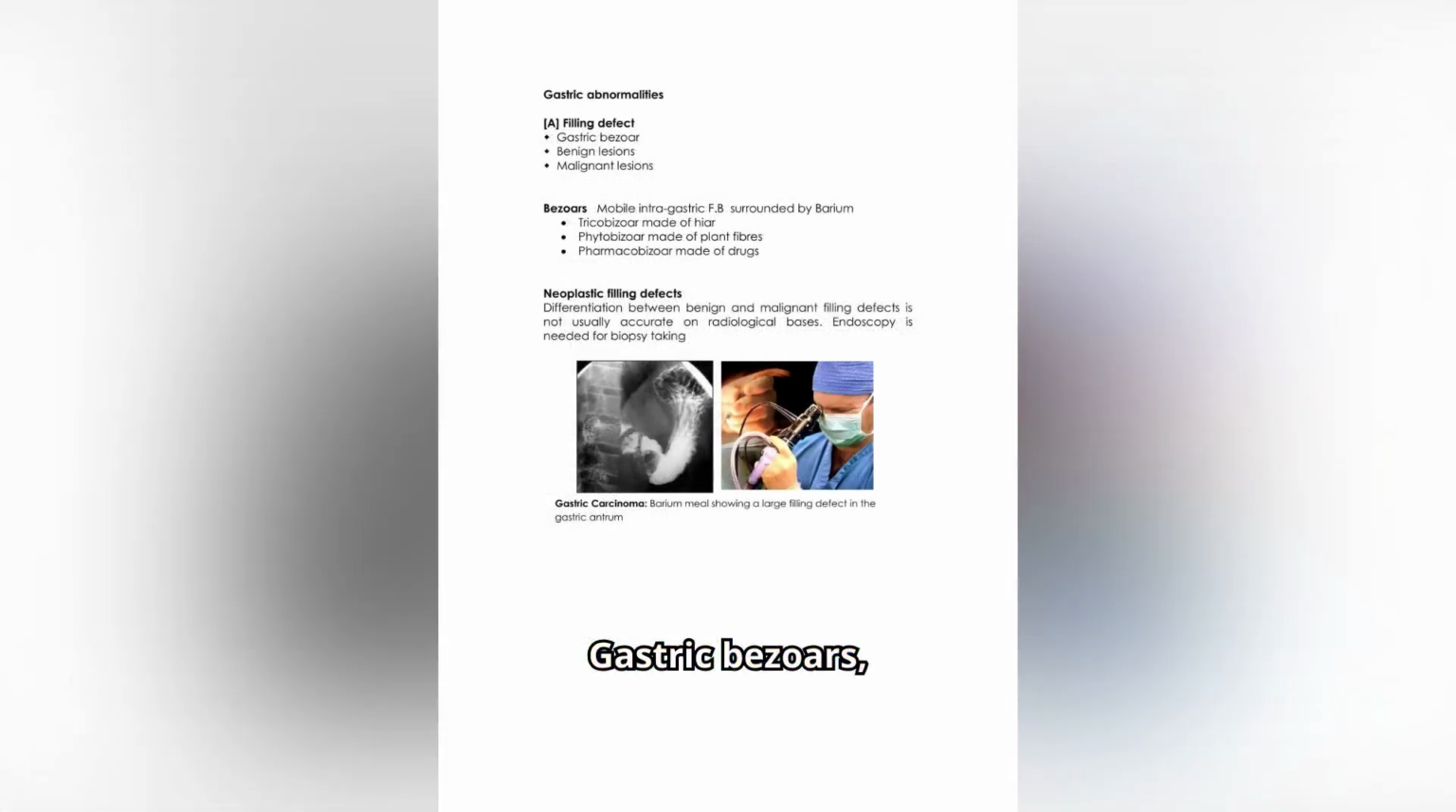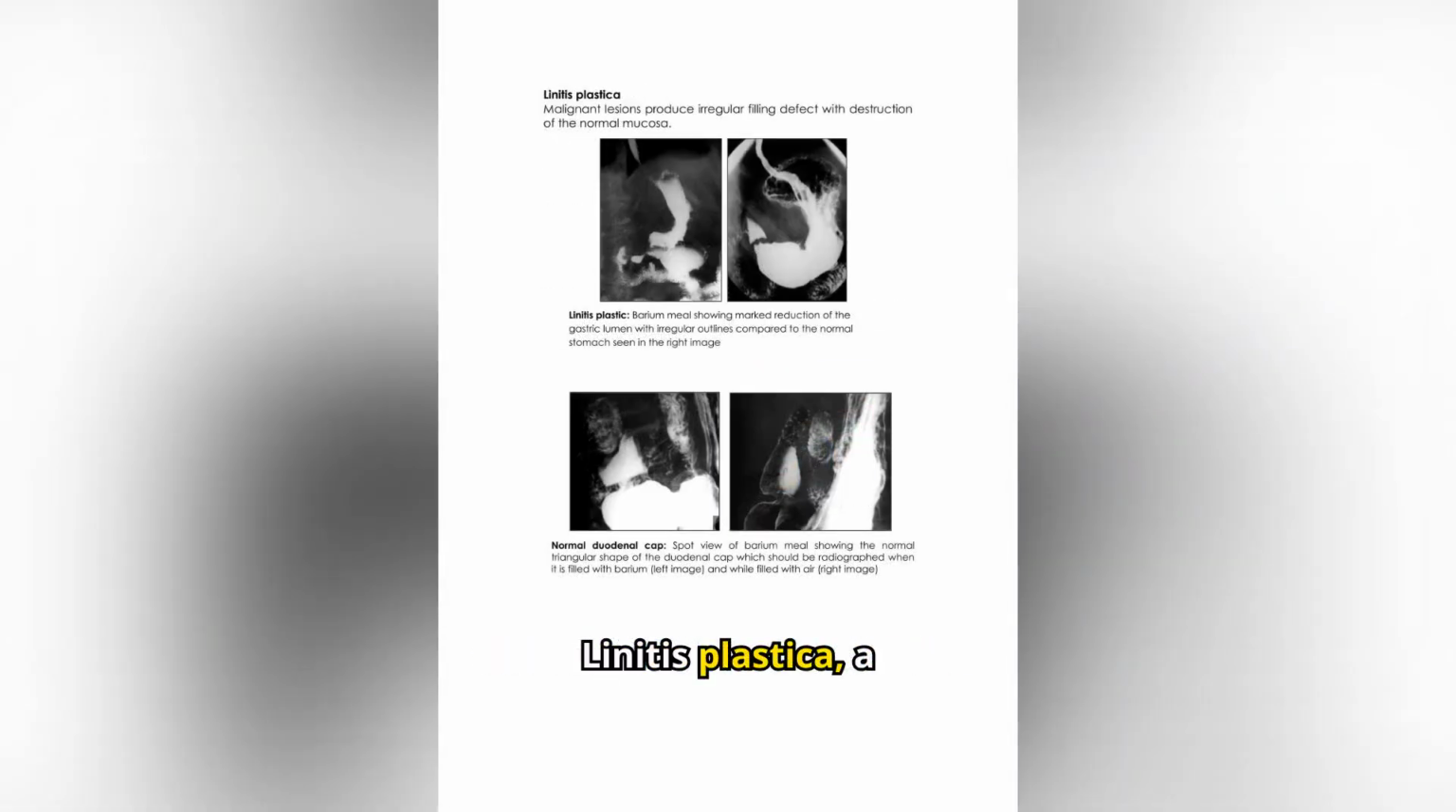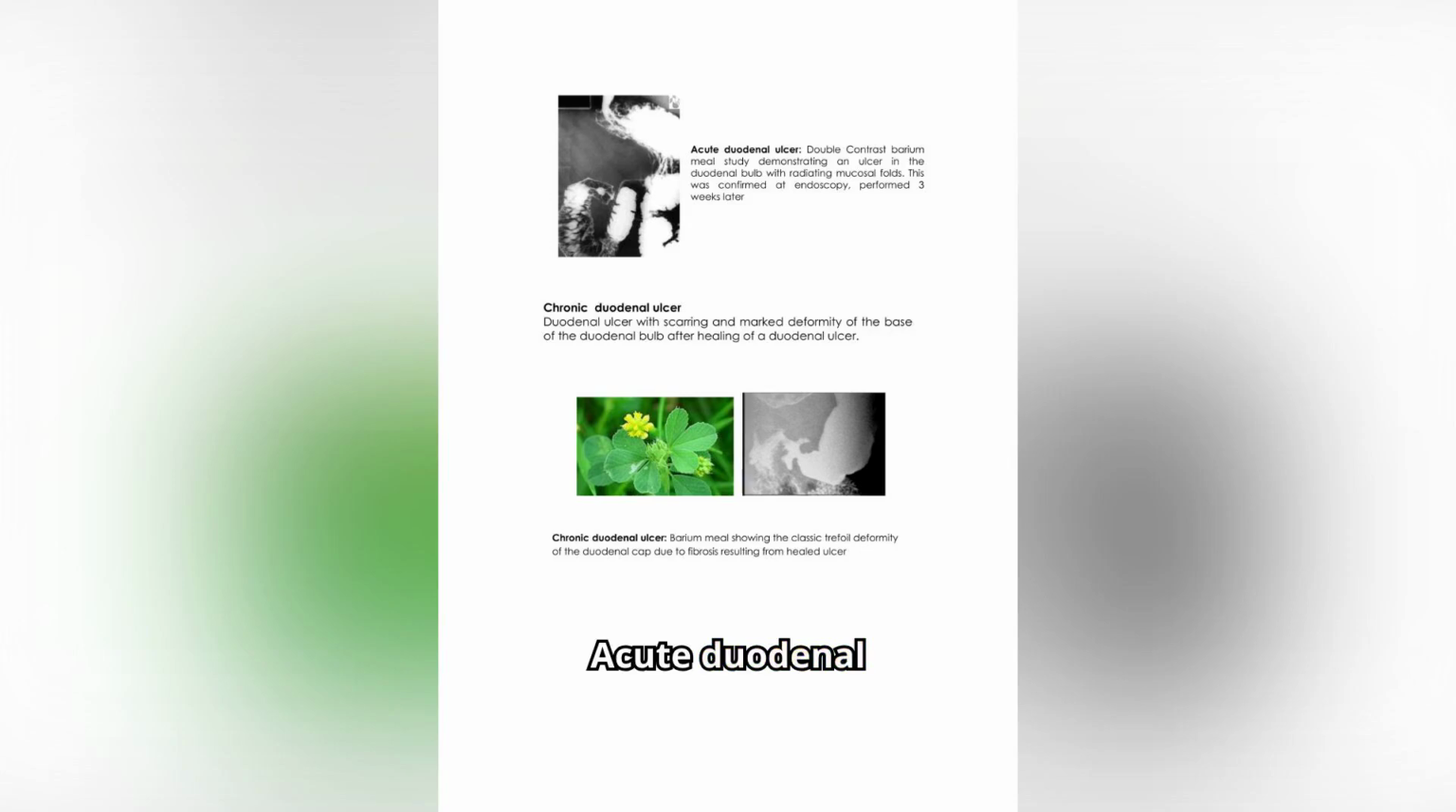Gastric bezoars, composed of indigestible materials like hair or plant fibers, appear as mobile intragastric filling defects in radiographic studies, requiring medical or surgical intervention. Linitis plastica, a type of gastric cancer, shows irregular filling defects on barium meals, significantly reducing the gastric lumen and necessitating prompt oncological management. Acute duodenal ulcers are visualized in double contrast barium studies as mucosal injuries with radiating folds, often confirmed through endoscopy for accurate diagnosis and treatment.